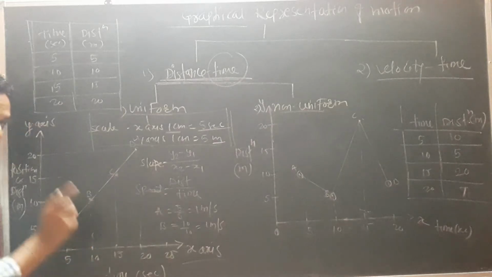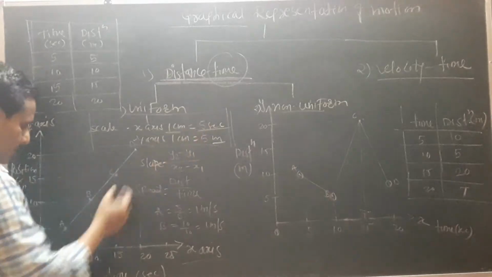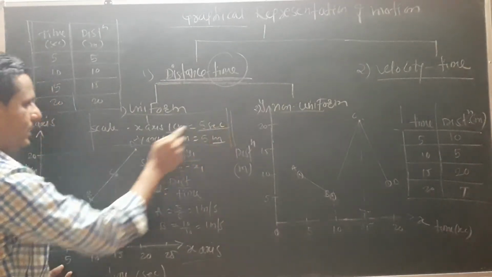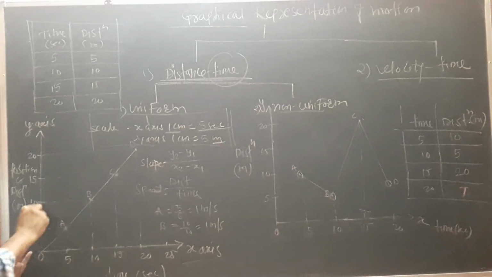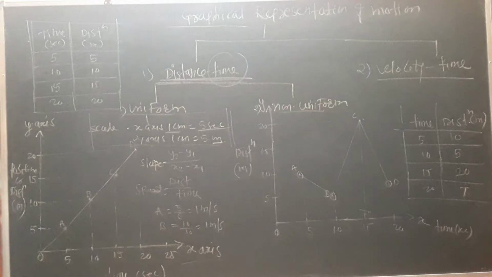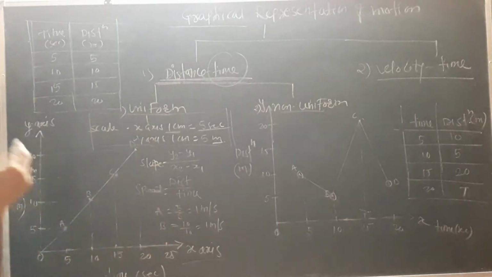Here it is, the scale is 1 centimeter, though the difference is 5. That is what I have mentioned here. The scale on the x axis is 1 centimeter for 5 seconds. Similarly for the y axis, 1 centimeter is again 5 meters. So the y axis represents distance and the x axis represents time. Got it? So now you know how to draw the graph.